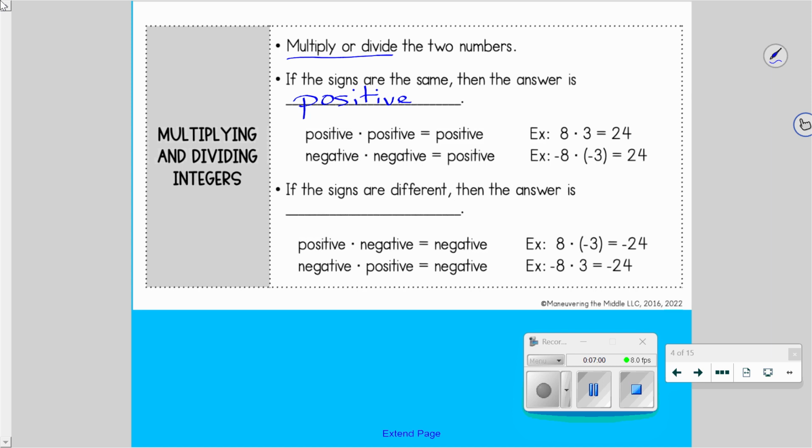If the signs are different, then the answer is negative. Shiloh? Negative. Thank you for raising your hand. So positive times a negative gives me a negative. Negative times a positive equals a negative.